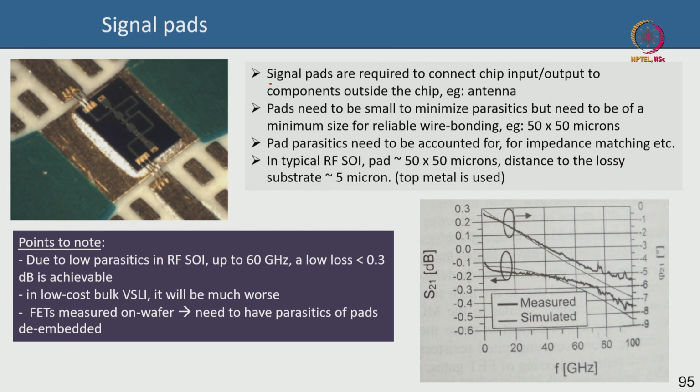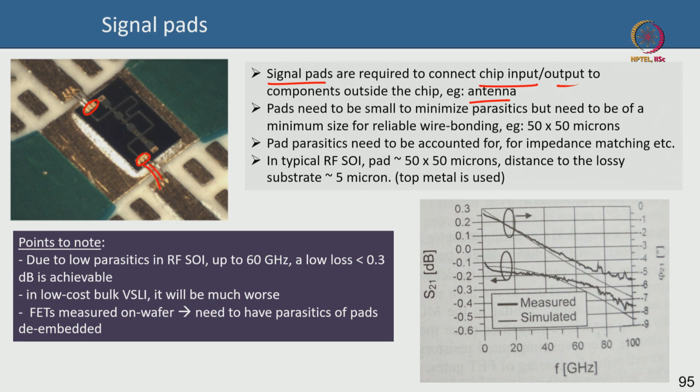Now beyond the varactor, something very important is, beyond the varactor, inductors, capacitors, transformers, we also have something called signal pads. We tend to ignore them, but they are very critical. You can see a signal pad here, that is a signal pad here, that is a signal pad here. Signal pads are required to connect the chip input output to the component outside the chip, the external world, for instance the antenna, or you want to bond it to a board. You need these pads to wire bond.